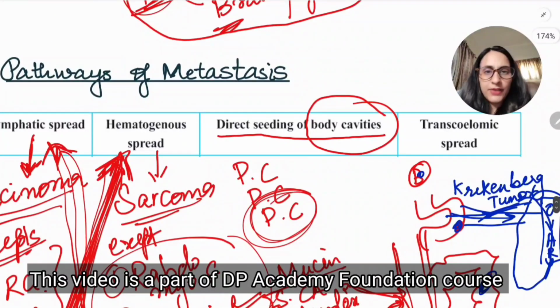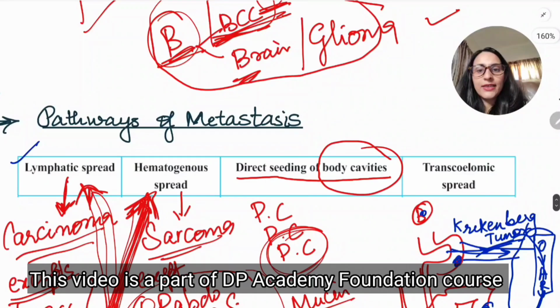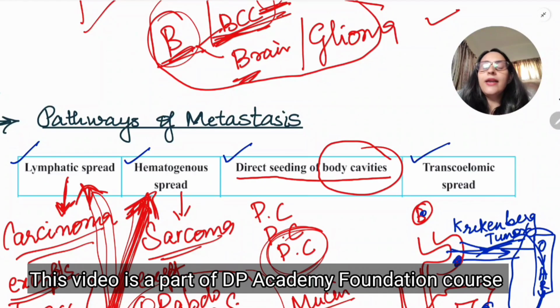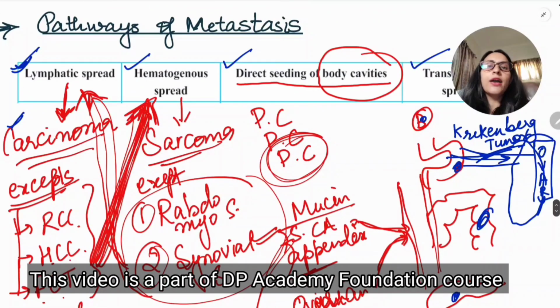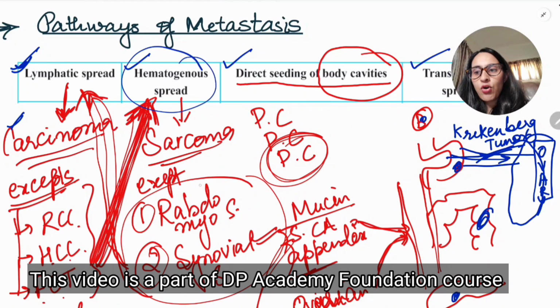So we have studied the 4 pathways of metastasis: lymphatic route, hematogenous route, direct seeding of the body cavities, and transcoelomic spread. Lymphatic spread is when it is taking the lymphatic channel. All the carcinomas take this route with the exception of 3 carcinomas, that is renal cell carcinoma, hepatocellular carcinoma, and follicular carcinoma of thyroid. They take the hematogenous spread. Hematogenous spread is via all the sarcomas with 2 exceptions, that is rhabdomyosarcoma and synovial sarcoma. They take the lymphatic route.